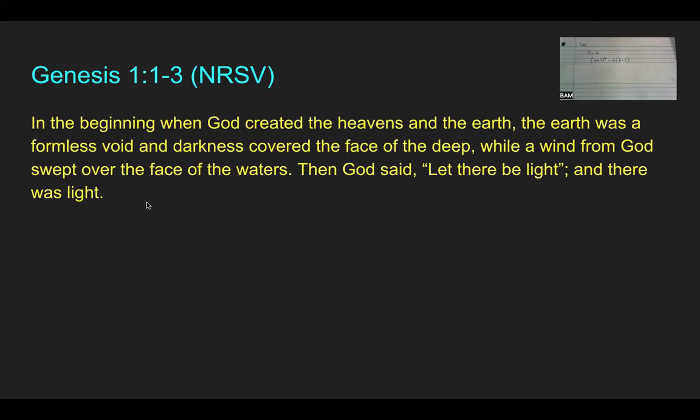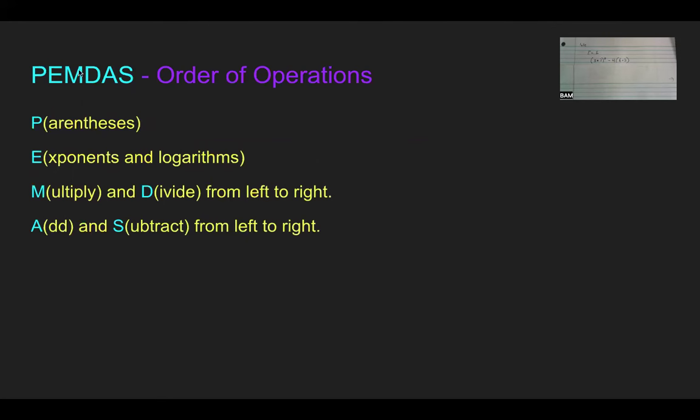So then the story continues, which you can read in Genesis chapter 1. And what I'm going to do is use that as an inspiration for the order of operations, which we can call PEMDAS. The P stands for parentheses and other grouping symbols. The E stands for exponents and logarithms. The M and the D mean multiply and divide from left to right. The A and the S mean add and subtract from left to right.